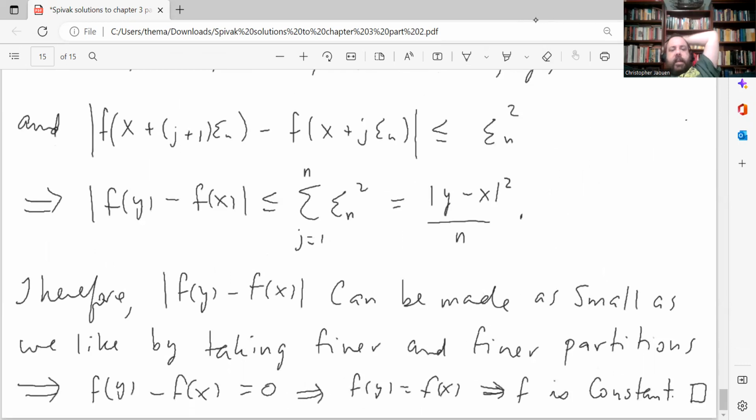All right, so that means that the absolute value of f of y minus f of x is less than or equal to the sum from 1 to n of the epsilon n squareds. And if you sum these up, that'll be n times epsilon n squared. So here, one of the n's cancels, and you end up with this expression here. So that means that the length of f of y minus f of x is always less than or equal to this positive number divided by n, right? And n can be anything, right?